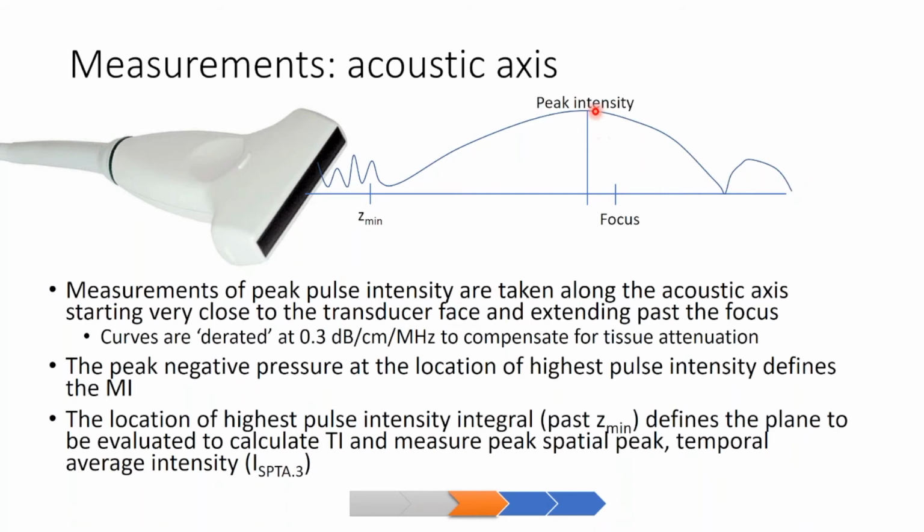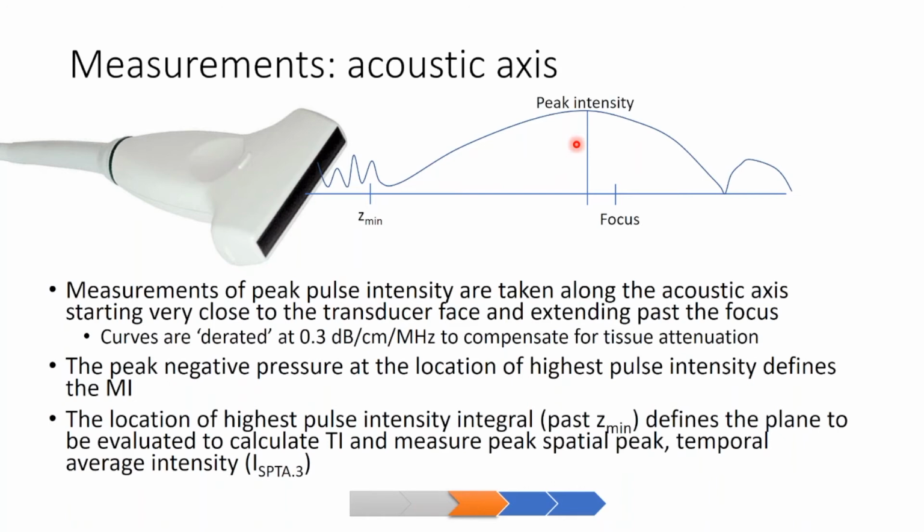We look for this peak intensity, and then we also apply derating. As Jim mentioned, all these measurements take place in water, and water has almost no attenuation, particularly at lower frequencies. To account for what this might look like in soft tissue, the curves are derated with a factor of 0.3 decibels per centimeter per megahertz. This compensates very conservatively for tissue attenuation. Doing this will also move the derated pulse intensity closer to the transducer face than it was in water.